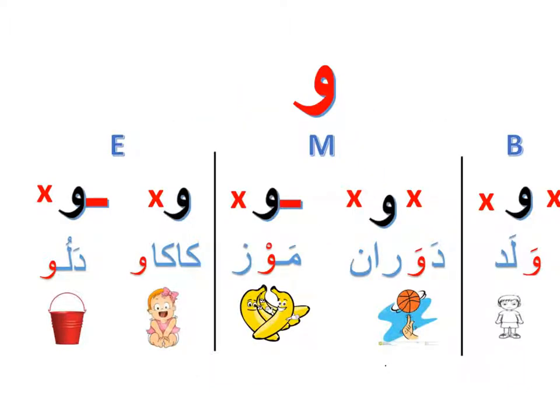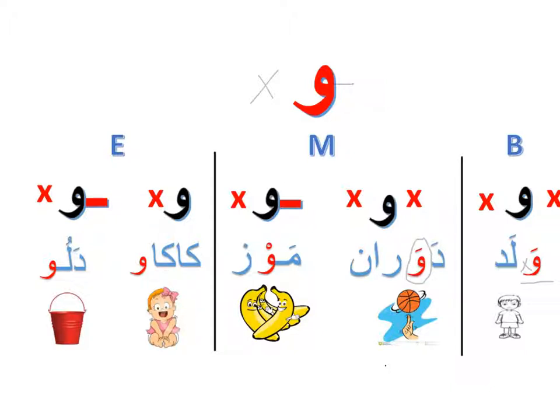Now it's time to see the letter wa at the beginning, middle and end of a word. And because wa is a lazy letter, wa will sometimes join from this side but will never join from that side. This is wa at the beginning of a word. And it will not join from that side because wa is a lazy letter. And the word is walad. It means a boy.